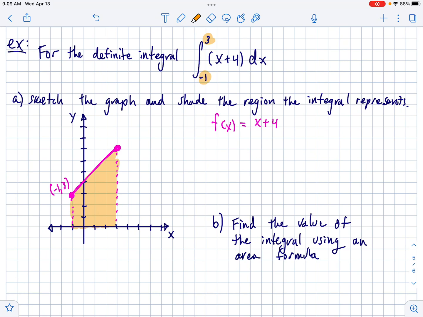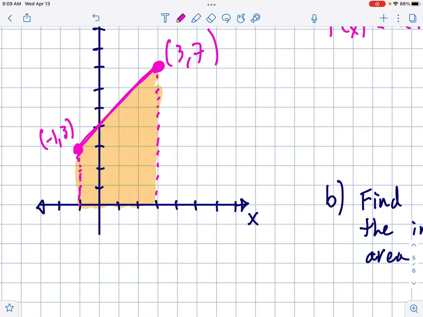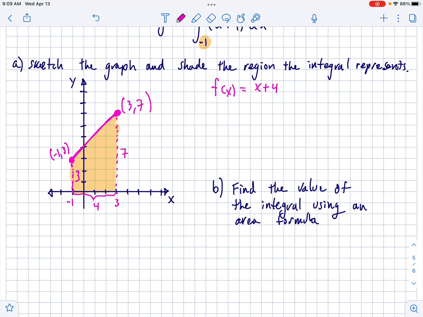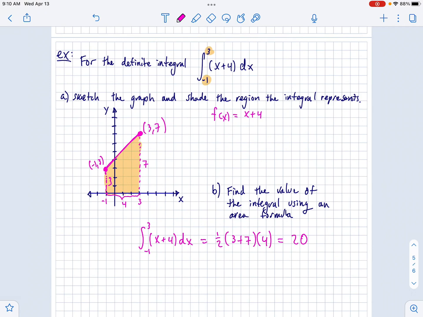We are going to find the value of the integral using an area formula. Okay, so this is 3, 7. That means this side right here is a side of 3, this is a side of 7, and from negative 1 all the way to 3, this whole side is a side of 4. This is another trapezoid formula where you can do 1/2 times base 1 plus base 2. So the integral from negative 1 to 3 of x plus 4 dx is equal to 1/2 times base 1 plus base 2, times a height of 4. And when you crunch that all out, you get 20. So that is your answer.